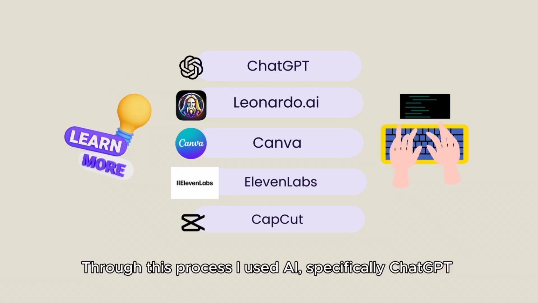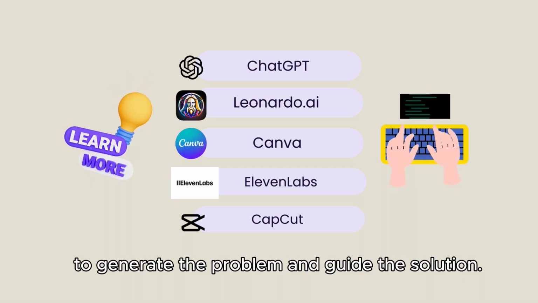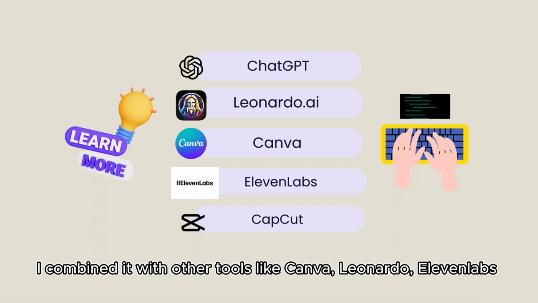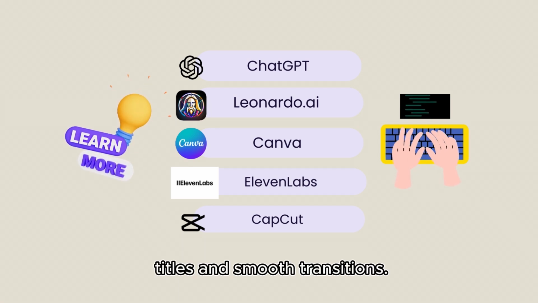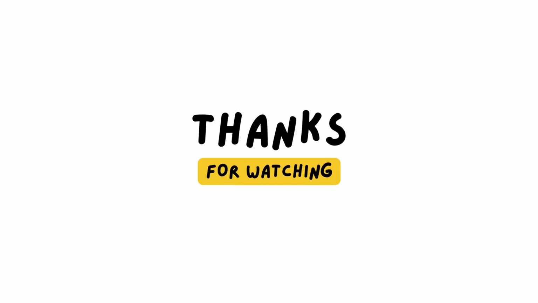Through this process, I used AI, specifically ChatGPT, to generate the problem and guide the solution. I combined it with other tools like Canva, Leonardo, 11 Labs, and finally, I edited the video using CapCut to add captions, titles, and smooth transitions. Thanks for watching. I hope this helps you understand how differentiation connects to real life.